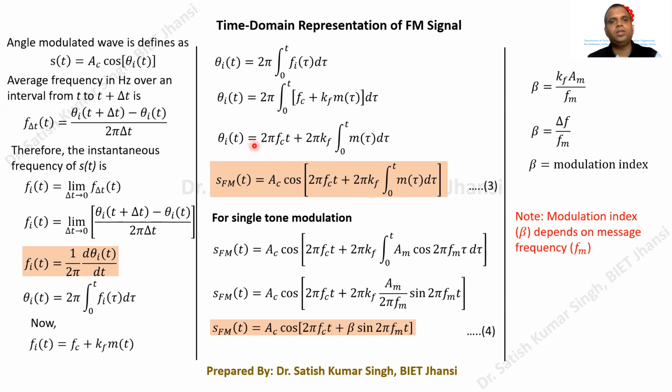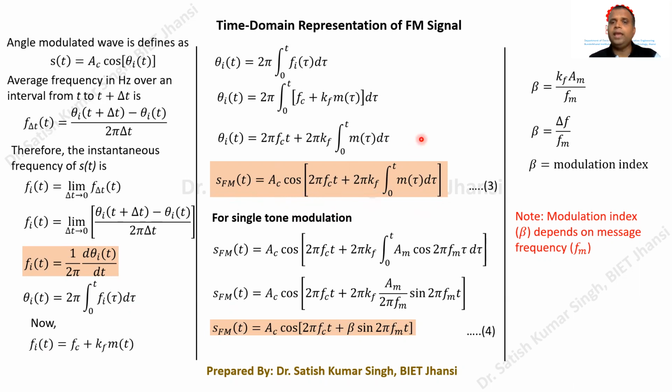If you substitute this theta_i into this expression, it becomes the time domain expression for the FM modulated wave. So we can write s_FM(t) equals A_c cos, and then we substitute this instantaneous angle: 2πf_ct plus 2πk_f times the integral from 0 to t of m(τ) dτ. This is the basic definition, the standard time domain expression of our frequency modulated wave.